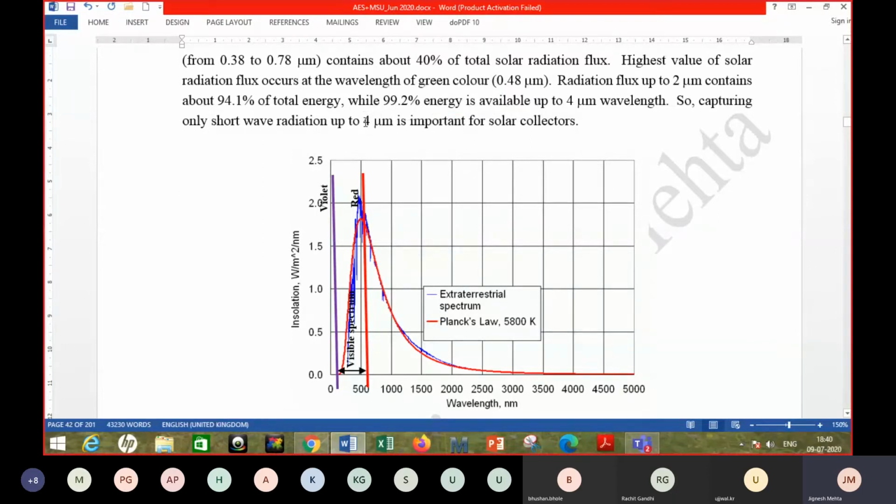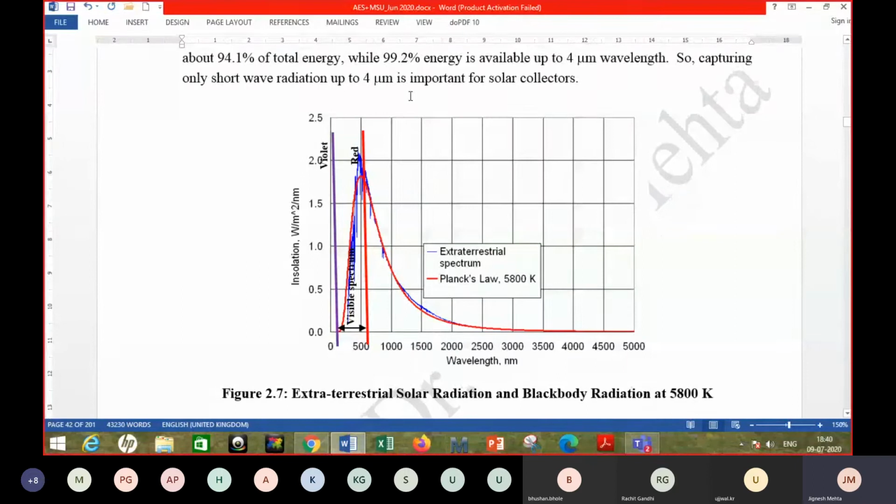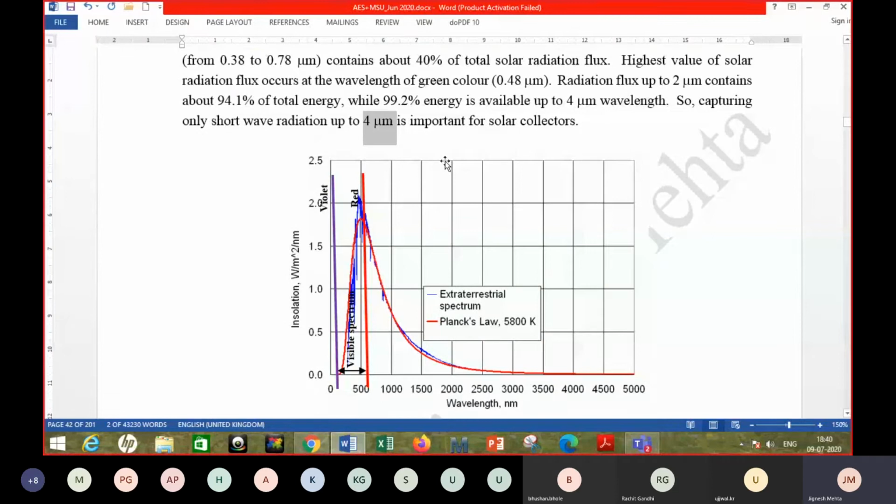So you would like to have a material as an absorber surface or coating which has a very high absorptivity up to 4 micrometers. Beyond that, the behavior of that material beyond this wavelength of 4 micrometers is not important for you. So this is an important understanding that you get when you draw this graph, right?